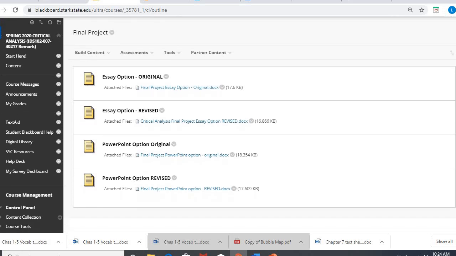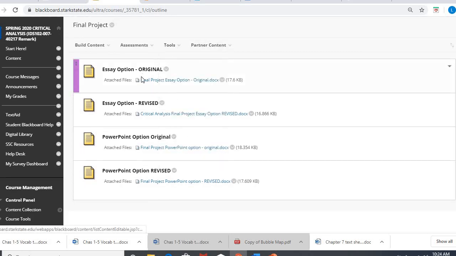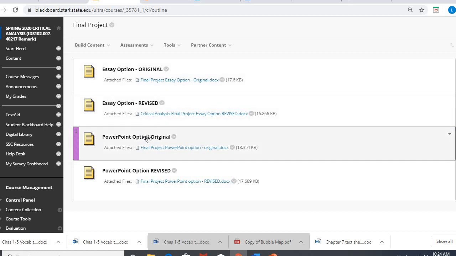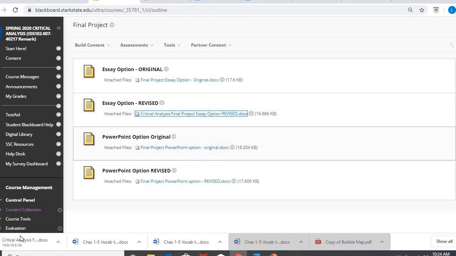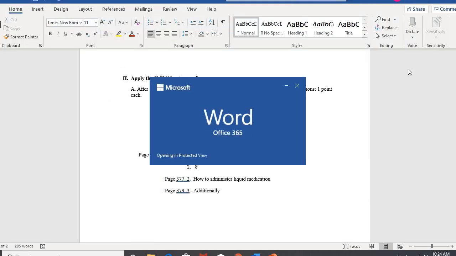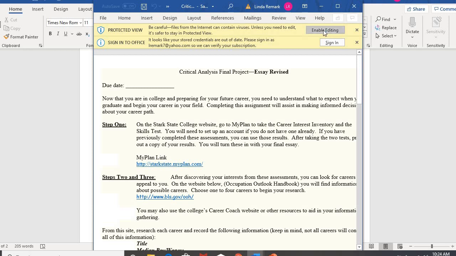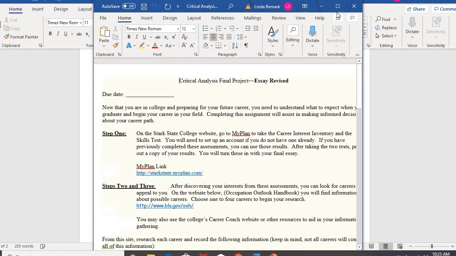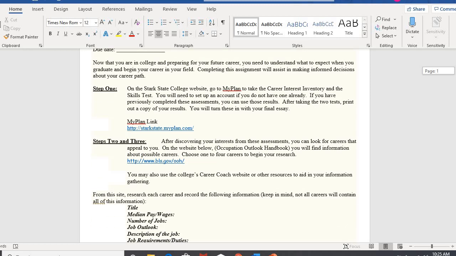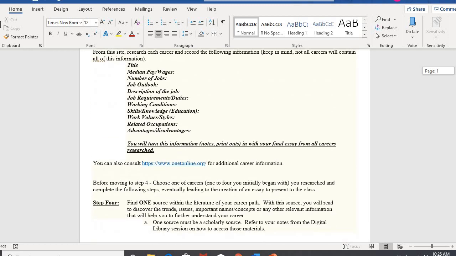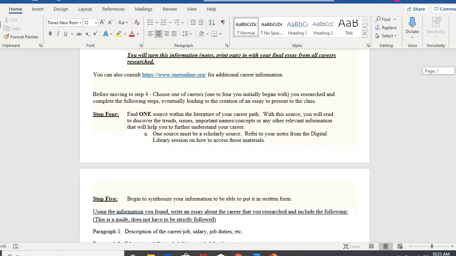So inside the final project folder, remember I put the original directions just so that you had a frame of reference, but then I put the revised, and they're going to look fairly similar, the essay to the PowerPoint again, because you still have to follow very similar directions. But you'll see when I talk about revised, steps 1, 2, and 3 really haven't changed. Step 4 is the big change, where you're really just finding one article. You no longer have to find 2 articles, a scholarly and a popular. You are just finding a scholarly article.